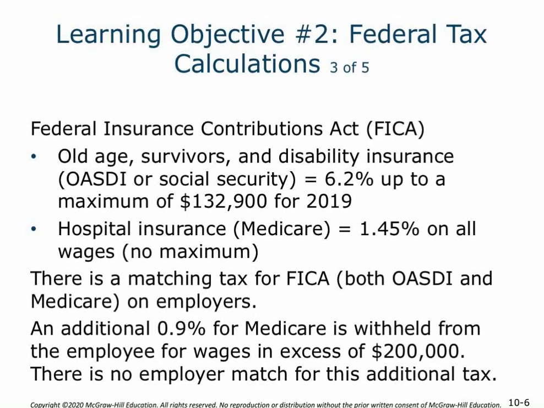Similarly, Medicare, or what's listed here as hospital insurance under FICA, is going to be paid, and there's no limit on the amount of wages that this is collected on, but 2.9% is going to be the aggregate amount. 1.45% is going to be withheld from the employee and paid on behalf of the employee, and 1.45% is going to be as part of that payroll tax. Additionally, from the Affordable Care Act, there's an additional 0.9% for Medicare for wages in excess of $200,000, and that will be withheld from the employee, paid on behalf of the employee, but there's no matching payroll tax for that amount.